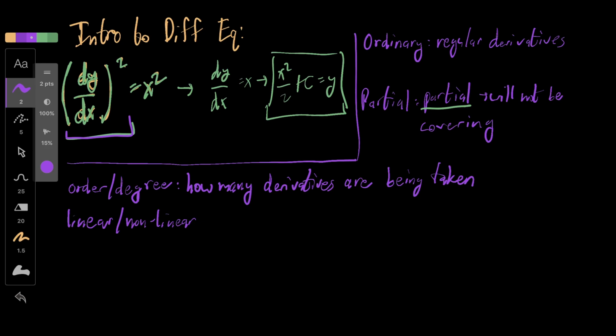Now there are others like homogeneous and non-homogeneous, and there's also other stuff with the coefficients, but those would be taken in the actual differential equations course, and those are more advanced. So this is really all you need to know for now: whether it's ordinary or partial, how many derivatives are being taken, and what we are doing to those derivatives.